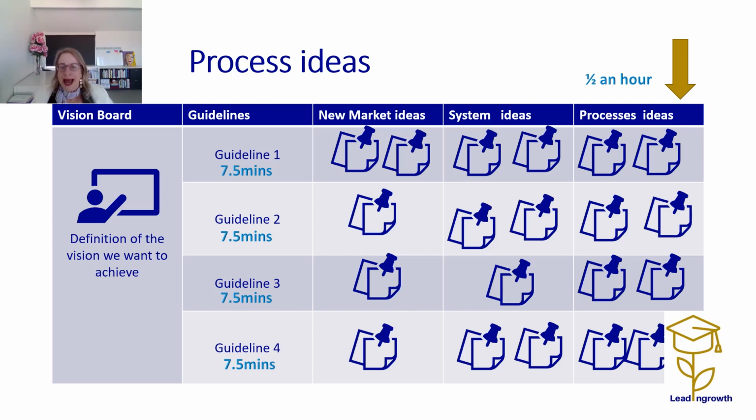And again, we're allocating half an hour. So we've got each of the teams working on each of the guidelines. You can give half an hour and just do 1 per each group, or you can split them up into 7.5 minutes. So how you do that process will vary again. Now, remembering if we had, say, for example, team 4 who worked on guideline 4 in market ideas, and then they moved to guideline 1 for system ideas, they would now move to guideline 2 in process ideas, so that we're constantly moving the team around.